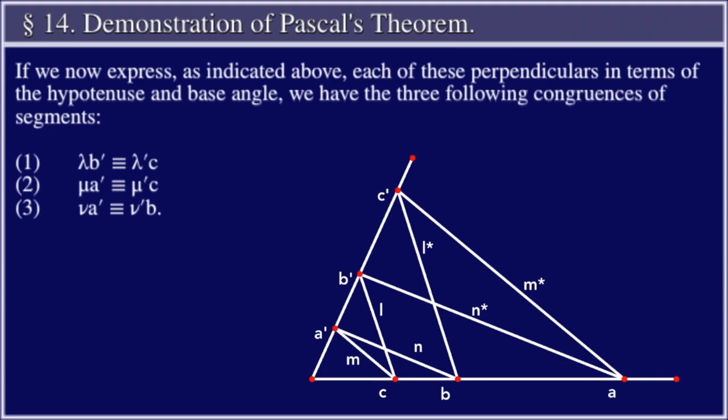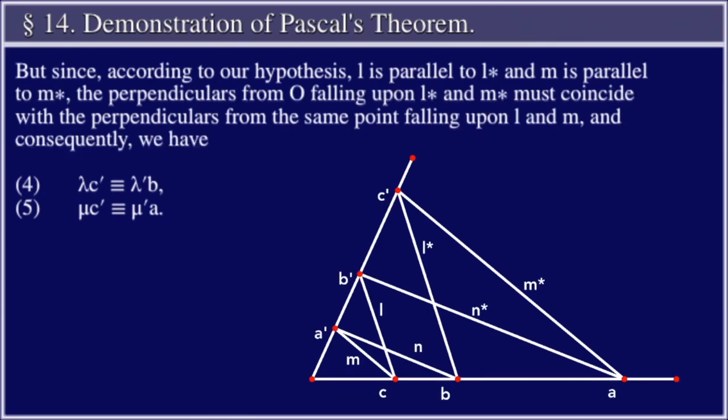If we now express, as indicated above, each of these perpendiculars in terms of the hypotenuse and base angle, we have the three following congruences of segments. 1. Lambda b' is congruent to lambda' c. 2. Mu a' is congruent to mu' c. 3. Nu a' is congruent to nu' b.